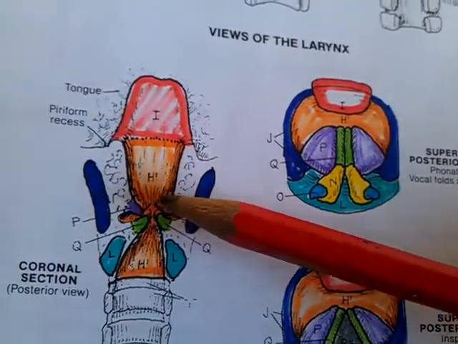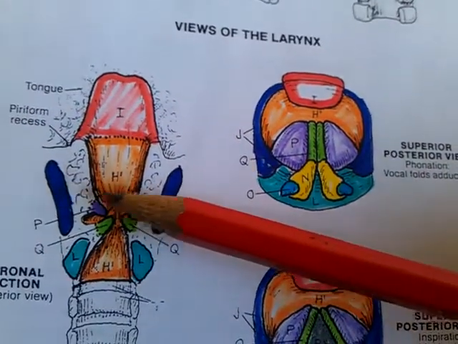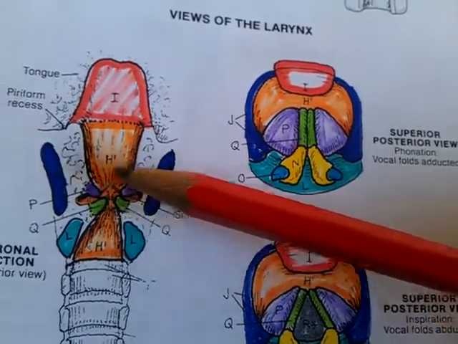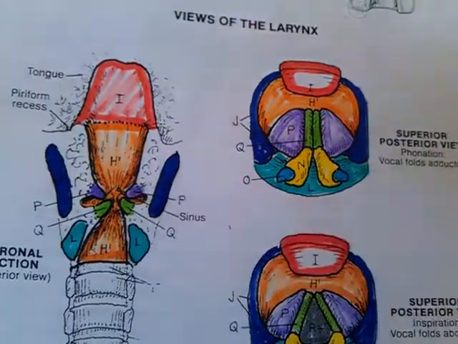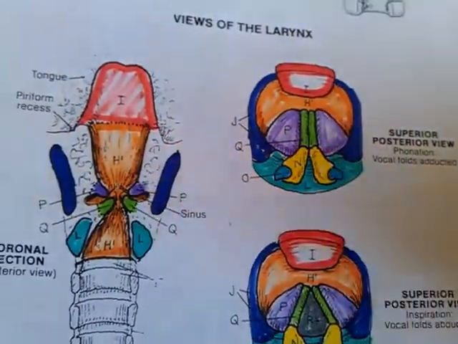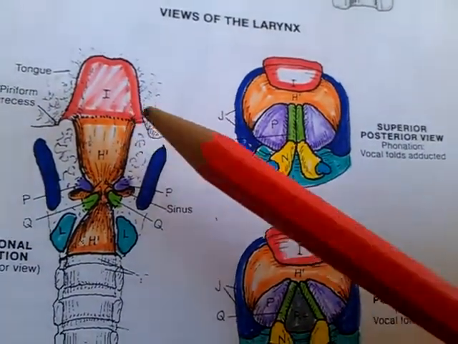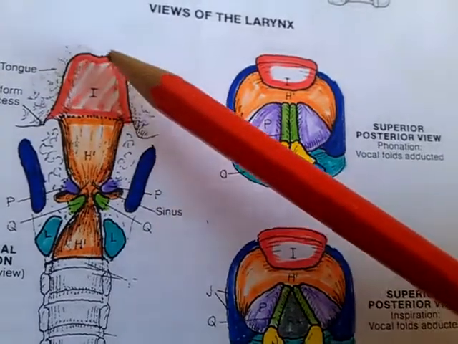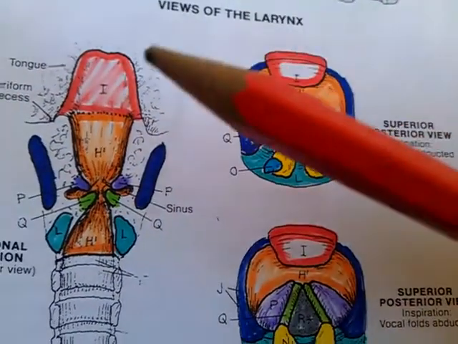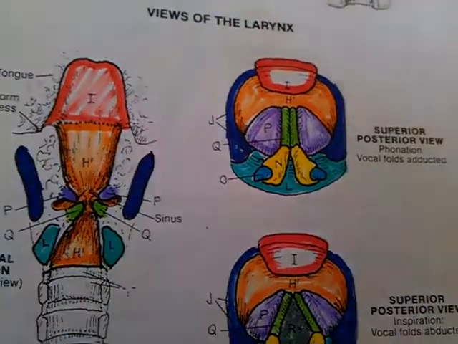The vestibule extends from laryngeal inlet to rima vestibuli. This is vestibular folds. And it is wider above and narrows as it goes downwards. The laryngeal inlet is bordered by upper margin of epiglottis, aryepiglottic folds, and interarytenoid fold.